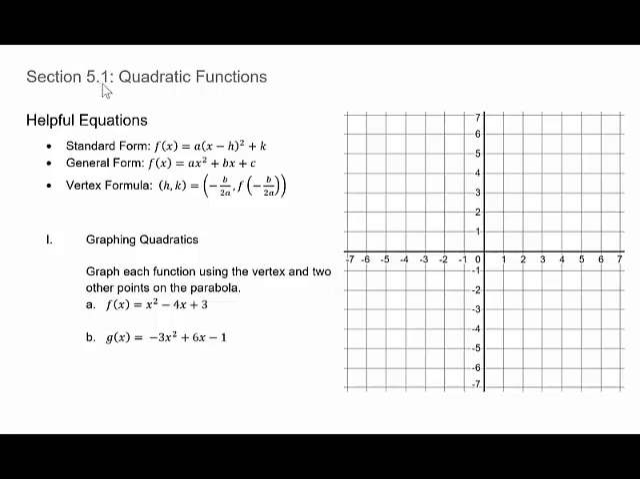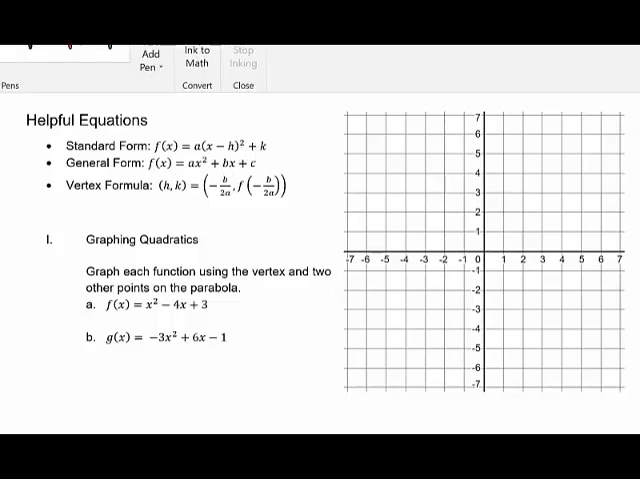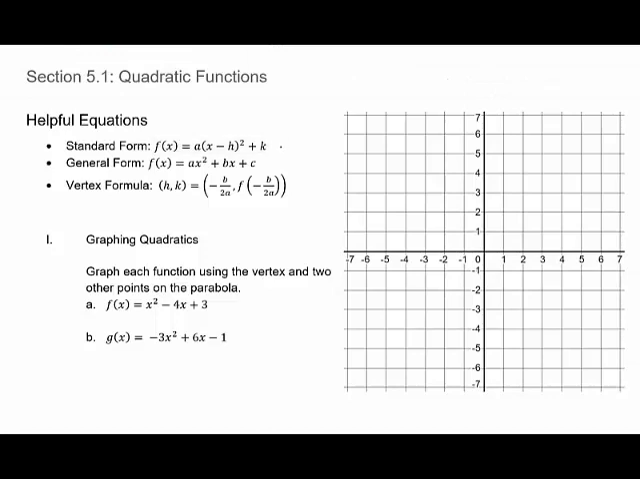In section 5.1, we're going to look at quadratic functions, and the first thing is to notice what a quadratic function equation looks like, which could look a couple of different ways. One is standard form, which is f of x is equal to a times the quantity x minus h squared plus k, and this form is very helpful in finding the vertex, because the vertex of the quadratic, which is just the maximum or minimum point, is going to be h comma k.